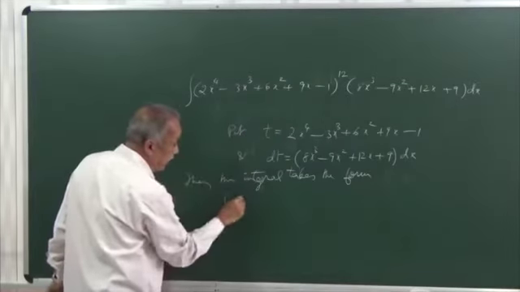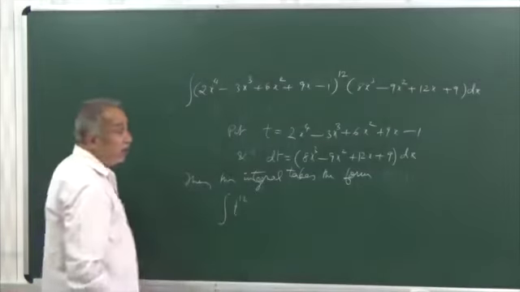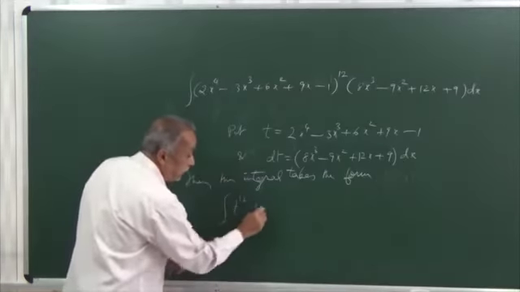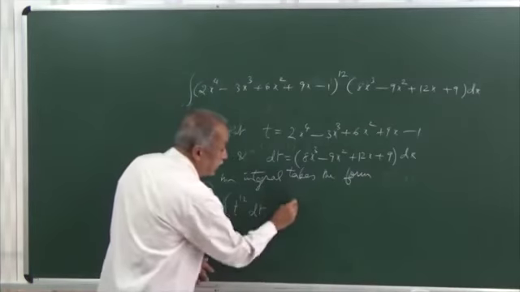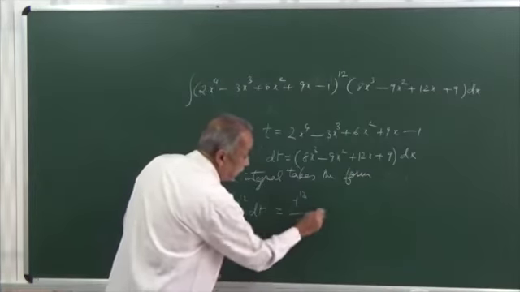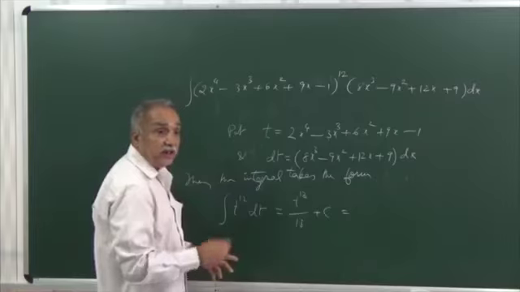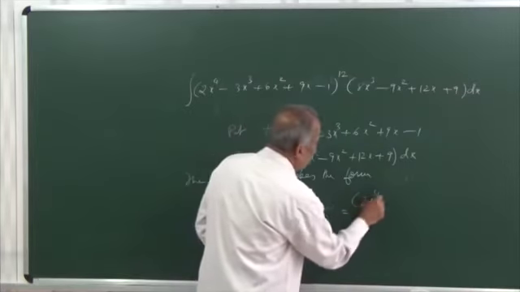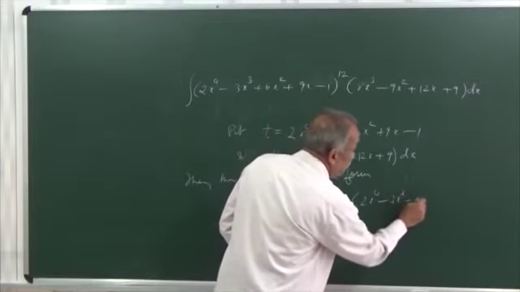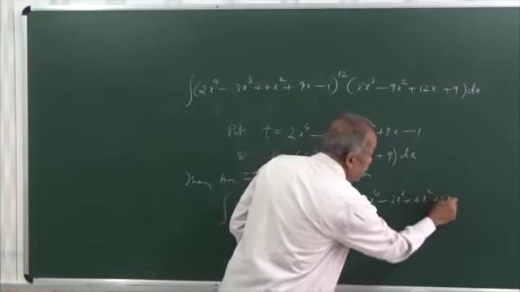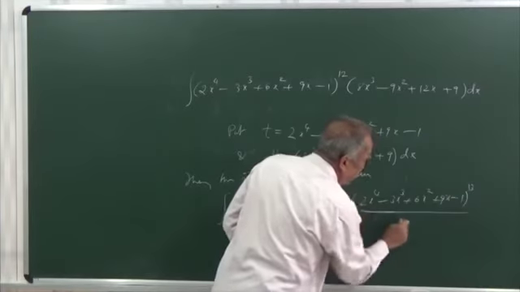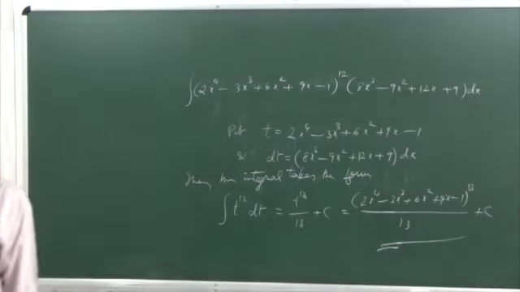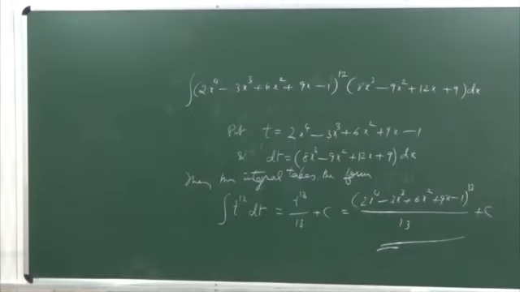My first part of the integrand becomes t to the power 12. As it is, the second part I find is simply dt. And what is the integral? T to the power 13 by 13 plus a constant of integration. In terms of my original variable x, it is 2x to the power 4 minus 3x cubed plus 6x squared plus 9x minus 1 to the power 13 divided by 13 plus c. Okay. It's a simple application.